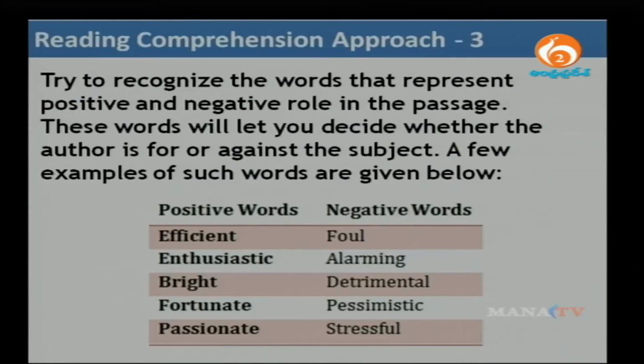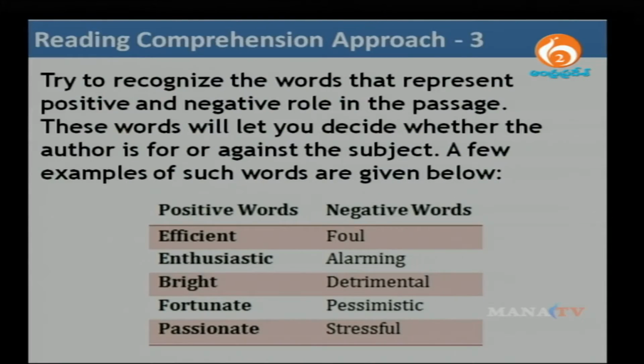So, you can either look at these words or you can try to recognize the words that represent positive and negative roles in the passage. These words will let you decide whether the author is for or against the subject. A few examples of such words are given below. If you see these words, you will be able to identify the tone of the passage. Remember, I spoke about the subject, the main theme and the tone. By looking at the usage of these words, you will be able to understand what the tone is. Is he for or is he against the subject?